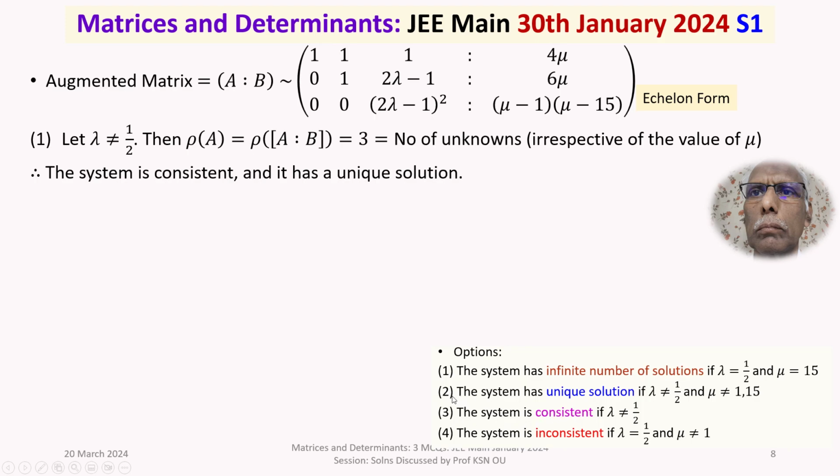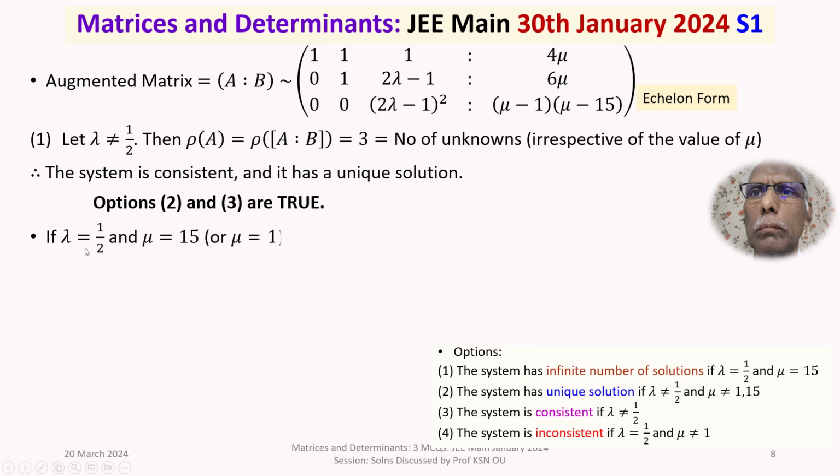Option 2 says lambda is not equal to 1 by 2, the system is consistent and it has a unique solution, and it is irrespective of the value of mu. So even if you take mu not equal to 1 comma 15 also, no matter, and lambda not equal to 1 by 2 is there, therefore it admits a unique solution. So therefore options 2 and 3 are true. Agreed.